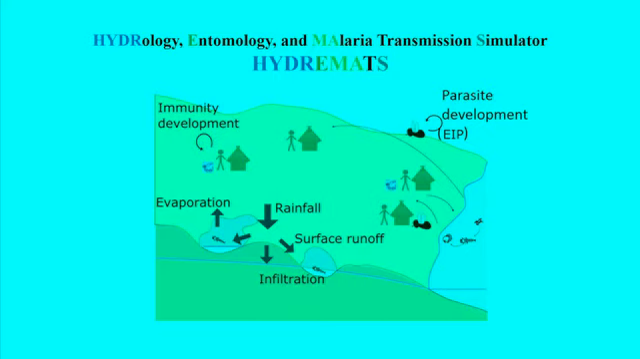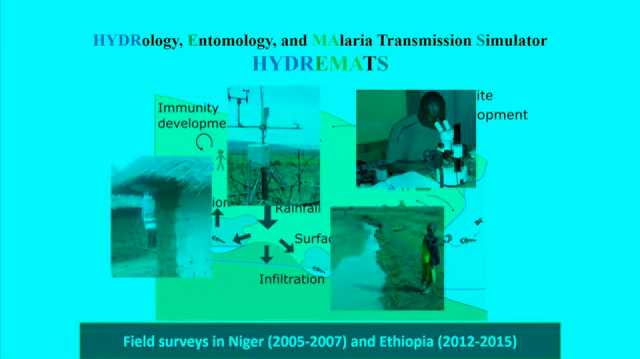Our group has been developing a mechanistic malaria model, HydroMats, hydrology, entomology, and malaria transmission simulator. HydroMats is a comprehensive and detailed model which features the explicit representation of water bodies and the behaviors of Anopheles mosquitoes. This model has been tested extensively against multitudinous observational data from East and West Africa.